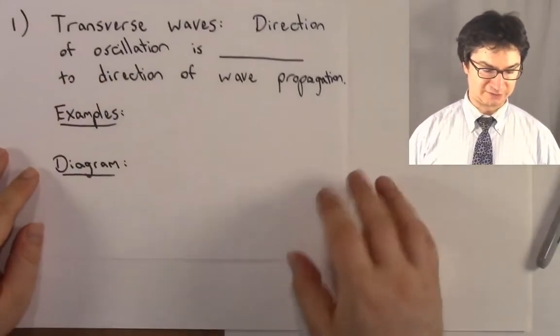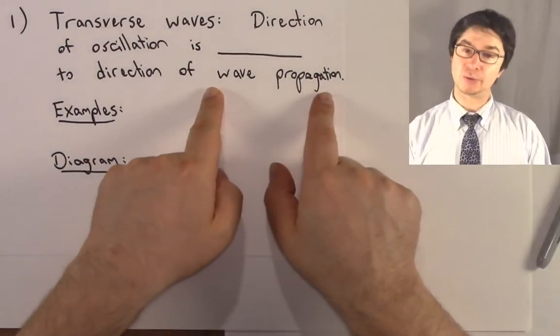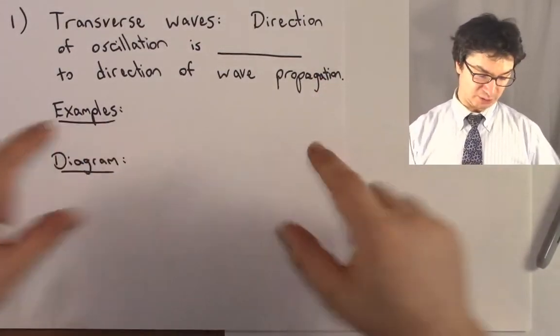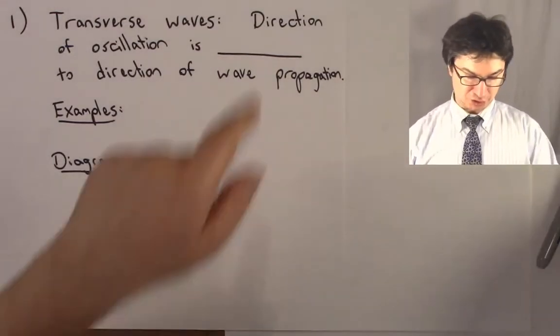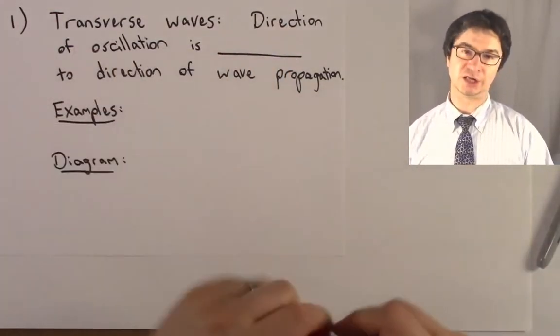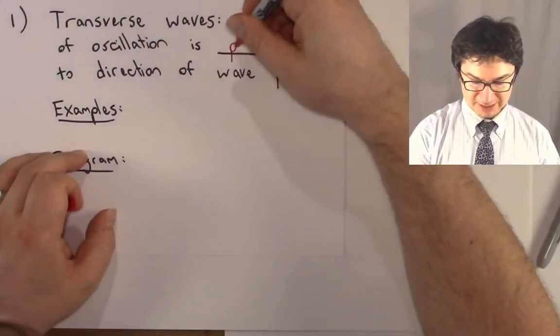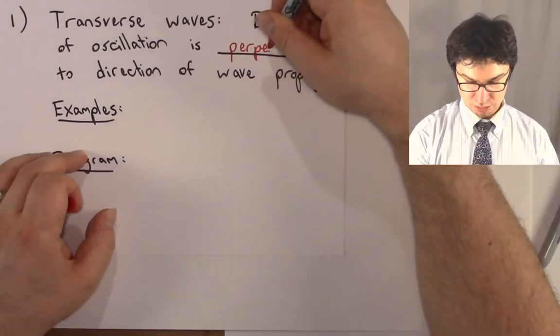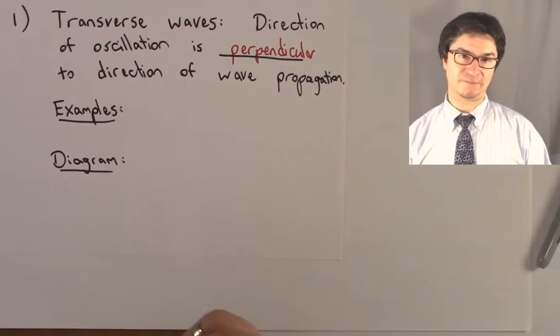So the first type of wave we want to look at is called a transverse wave. And what we want to do first is look at the definition of a transverse wave, then we're going to look at some examples of transverse waves, and then we're going to diagram out a transverse wave. So the direction of oscillation in a transverse wave is always perpendicular to the direction of wave propagation.